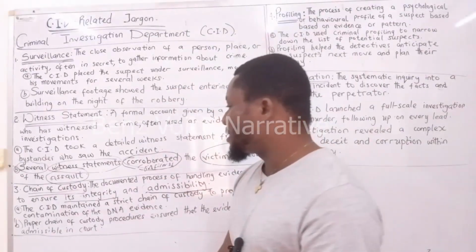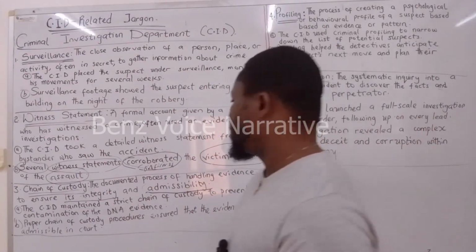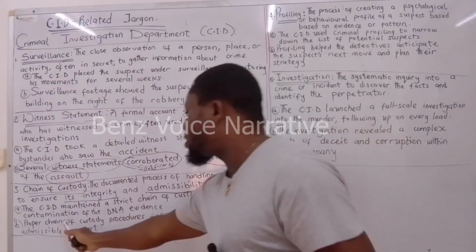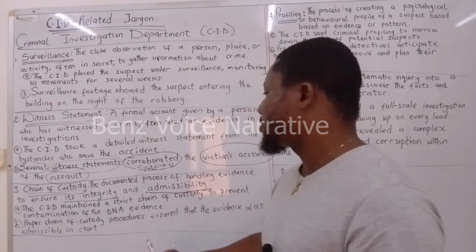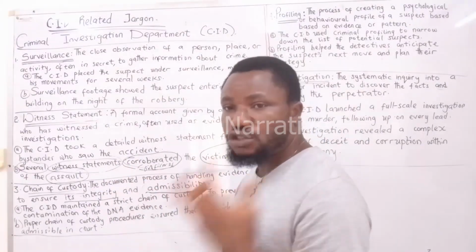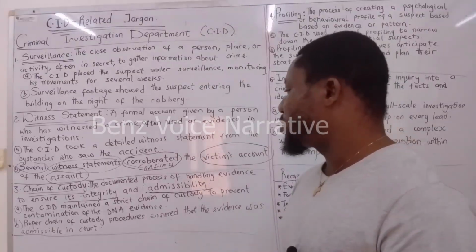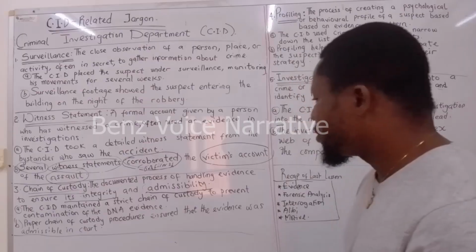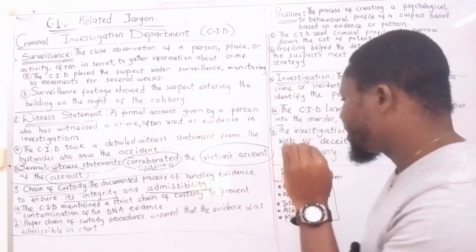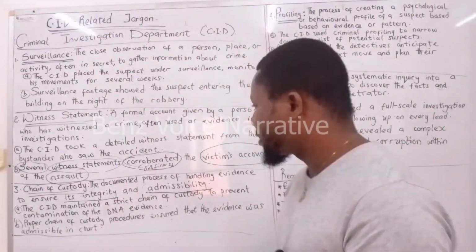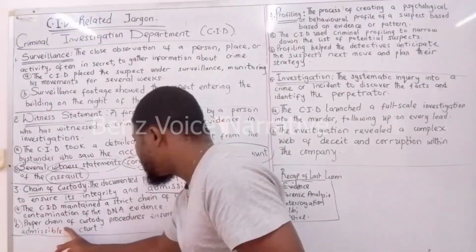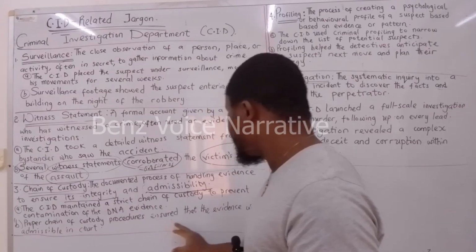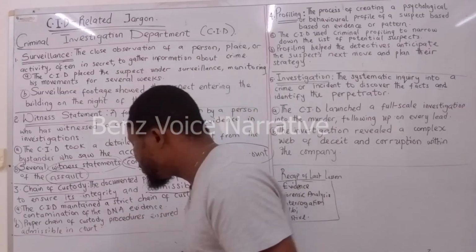So now let's look at example sentences. One, the CID maintain a strict chain of custody to prevent contamination of the DNA evidence. Two, proper chain of custody procedures ensured that the evidence was admissible in court.